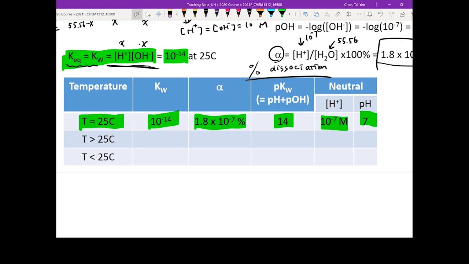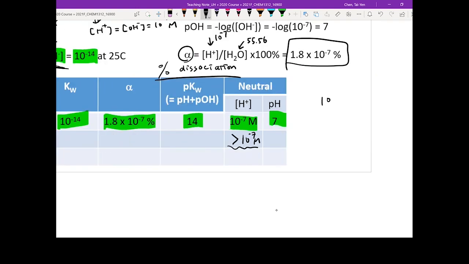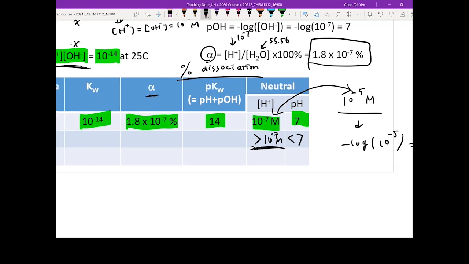Increase, right? So this is going to increase. It's going to be larger than 10 to the negative 7 M. Right now you have a proton concentration larger than 10 to the negative 7. If I say that is my proton concentration, pH is the negative log of this. What do you get? 5, right? So if you have a concentration larger than 10 to the negative 7, your pH is going to be smaller than 7.